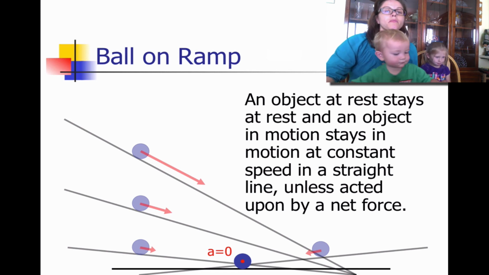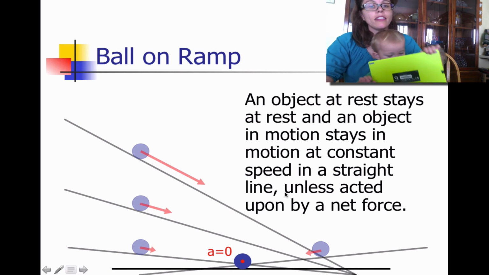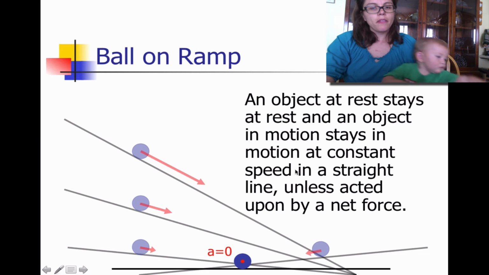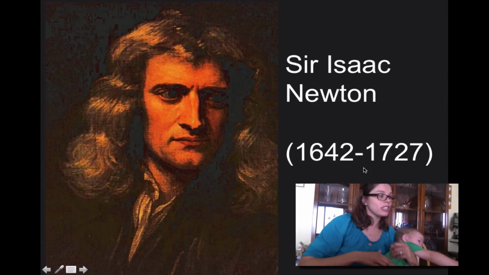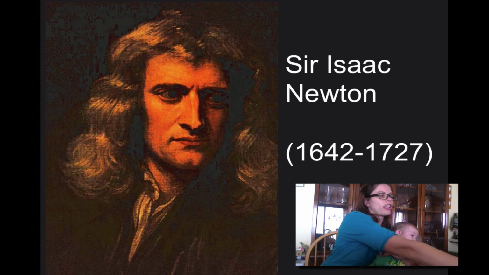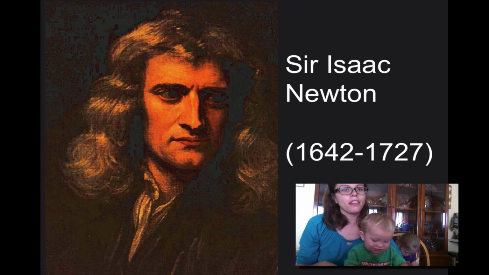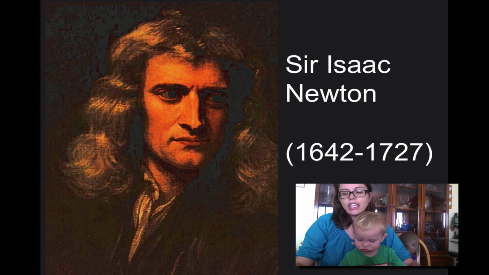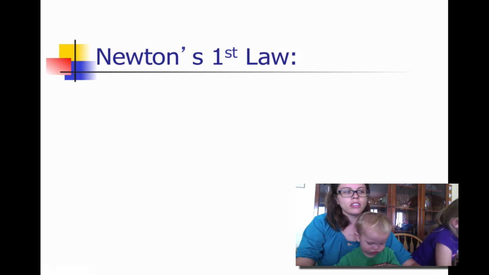It stays in motion at a constant speed in a straight line unless acted upon by an outside force. Galileo actually didn't have in a straight line. It wasn't until Newton added in a straight line. Sir Isaac Newton was born the year that Galileo died. Newton took Galileo's ideas and expanded and refined them a little bit. And we have Newton's three laws that we are concerned with.